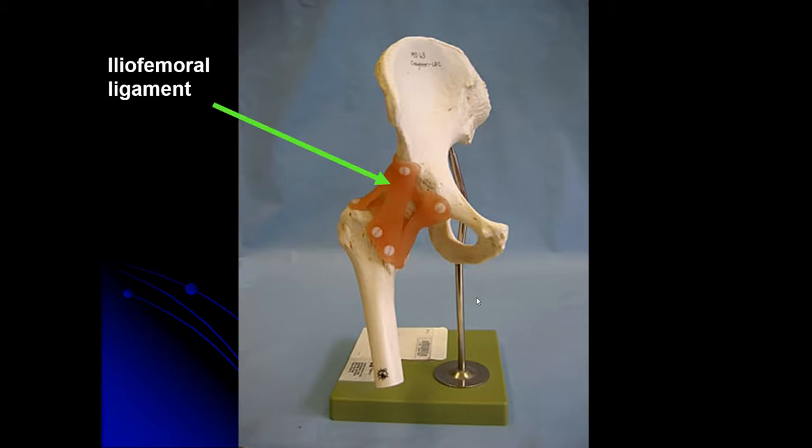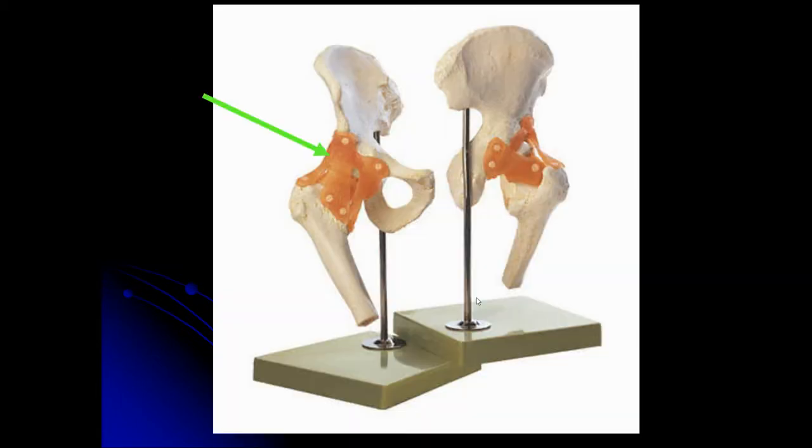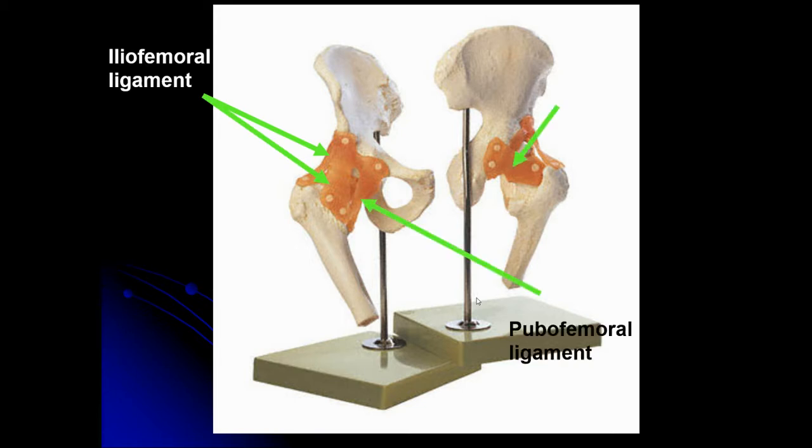And then there is the iliofemoral. It's a V-shaped ligament. It's actually sort of split into two parts, but it's still a single ligament. This is the pubofemoral. In order to see the ischiofemoral, we would have to turn it around. And so again, this is anterior, that's our iliofemoral. There's our pubofemoral, and then here's posterior, there's our ischiofemoral.